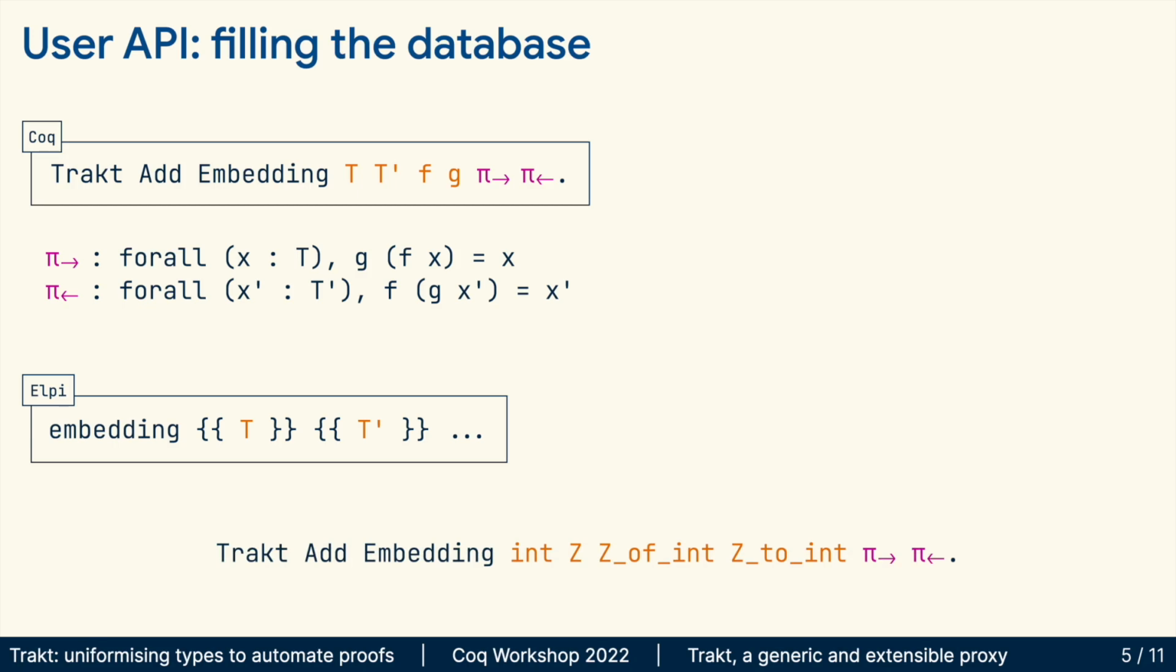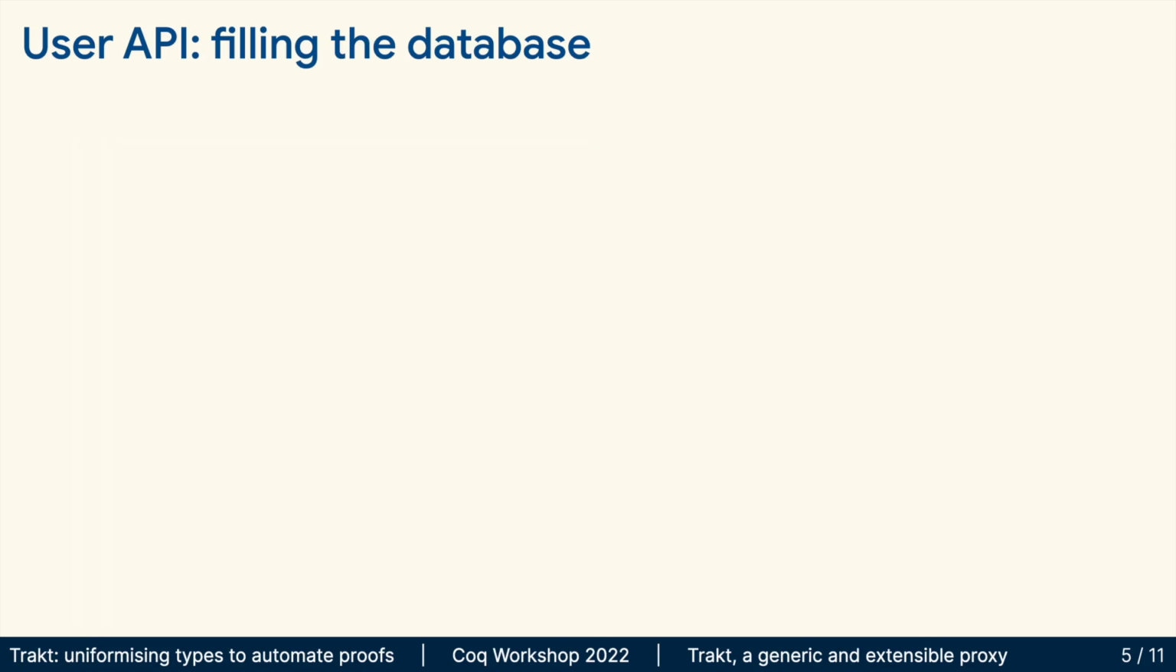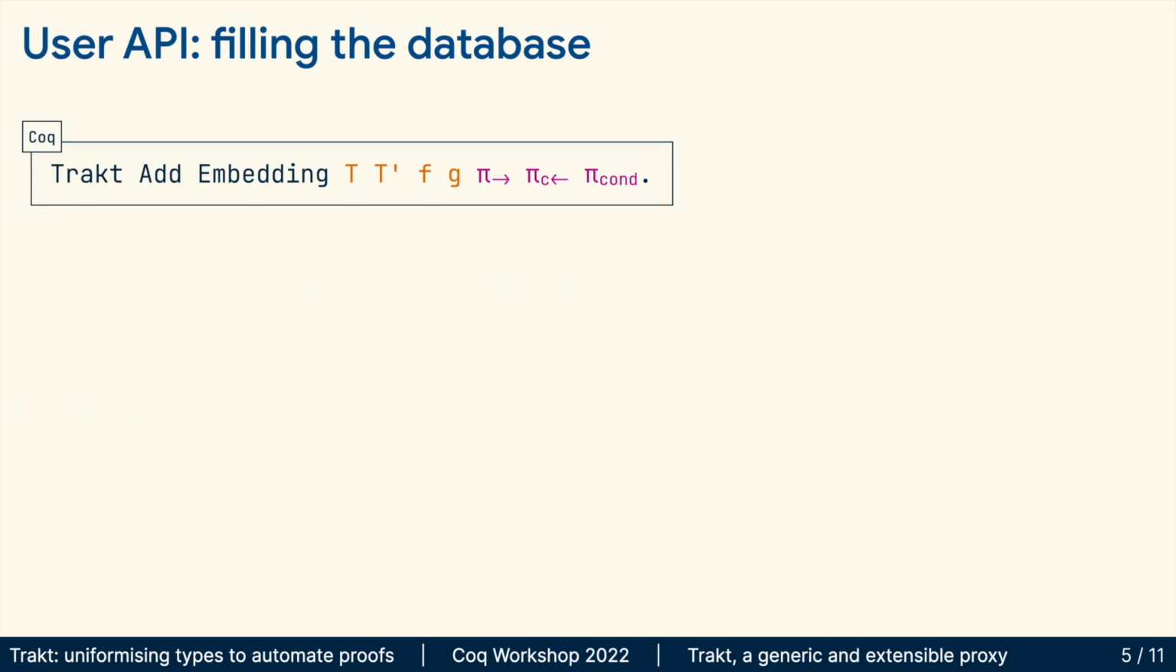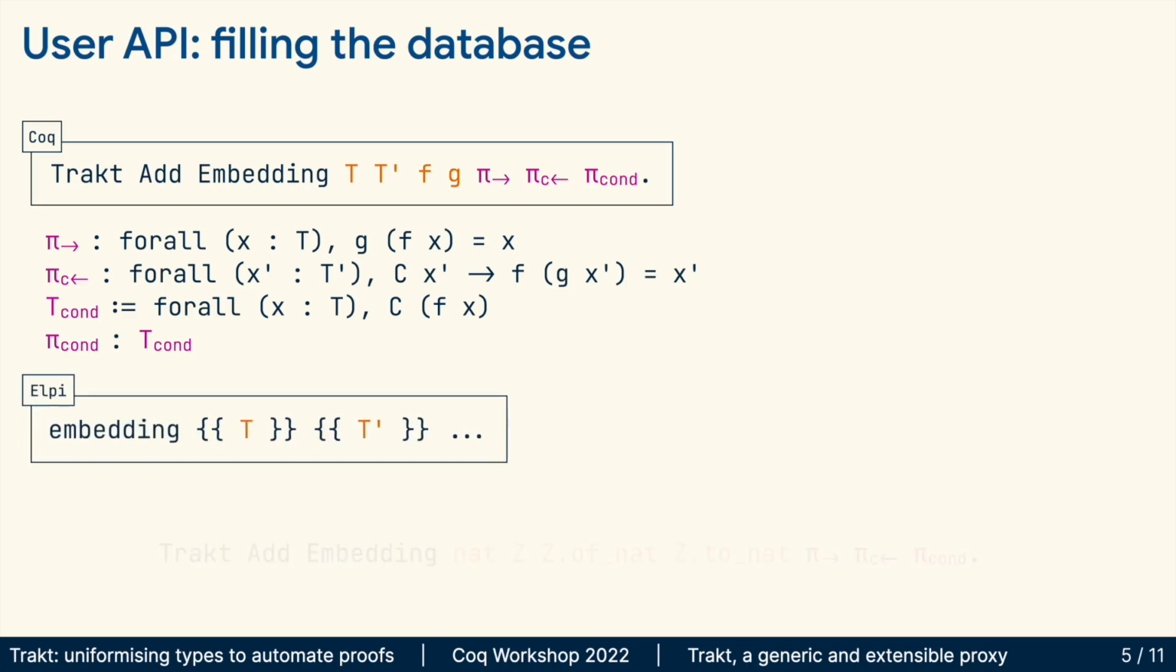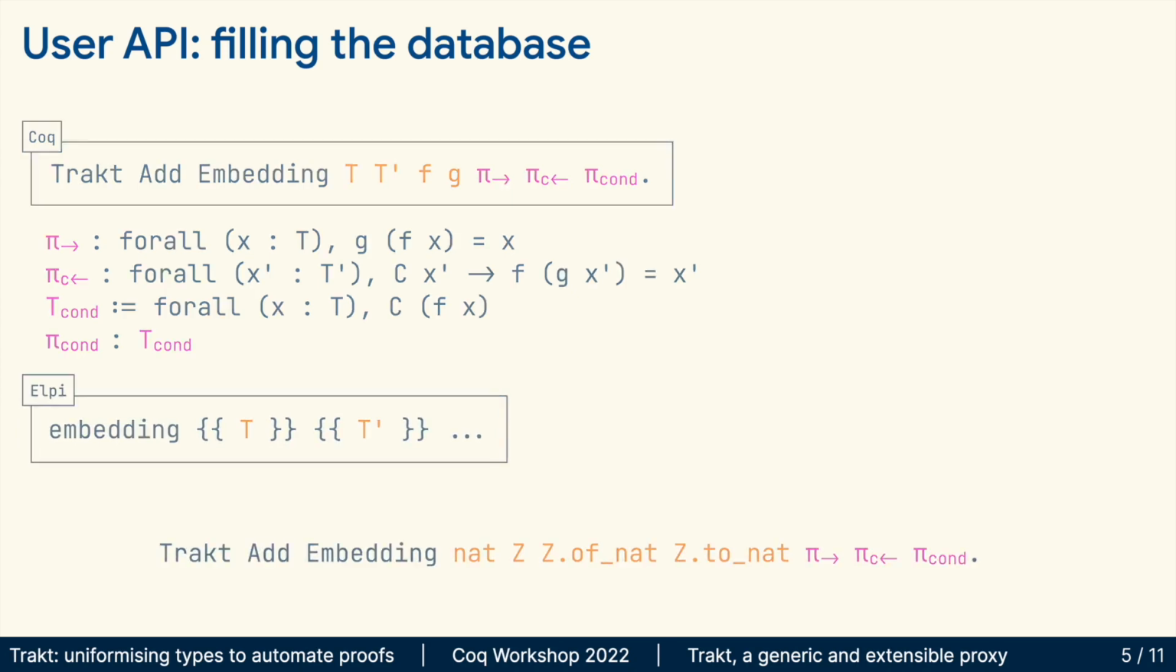Now embeddings can also be conditional. For instance, nat is smaller than Z, but we can still embed nat into Z. We just have to take care about the proofs. One of them is conditional now, it's the capital C here, and we also need to provide a proof that the condition holds for any embedded value. So any value in Z coming from nat is positive. Here's the example of a call with nat.